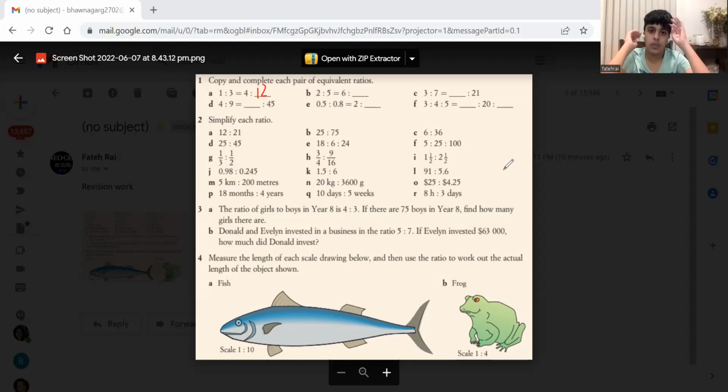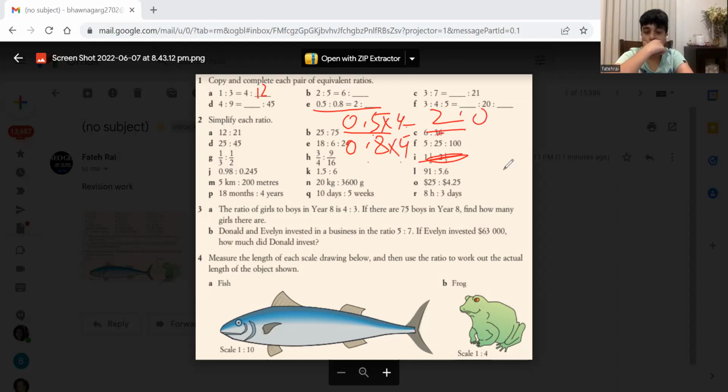I can't really hear you. I'm talking about it's 0.5 over 0.8 and we want 2 over something. So if I multiply it with 4, 0.5 times 4 is 2.0. Same, I will multiply 0.8 with 4, it will give me 3.2. 2.0 and 2 are the same thing, whether we write the decimal and zero after it or not.